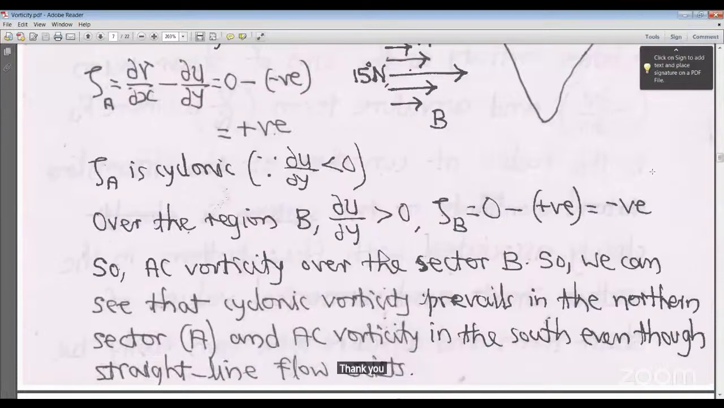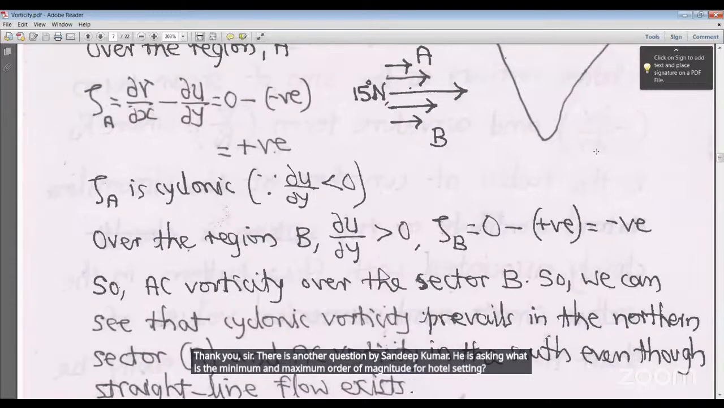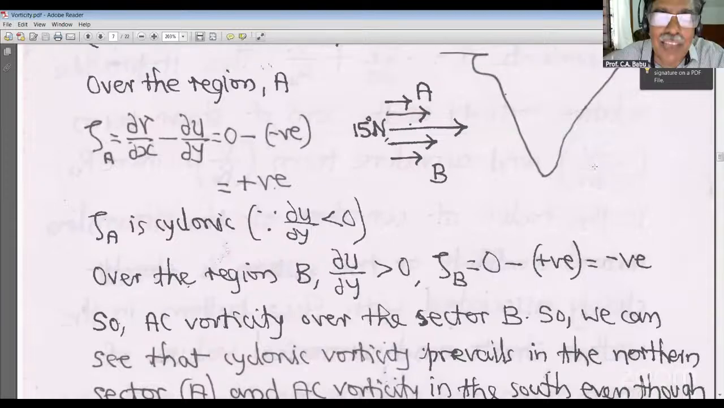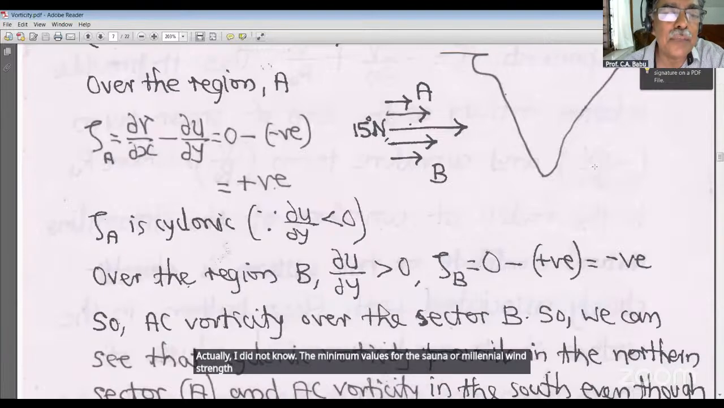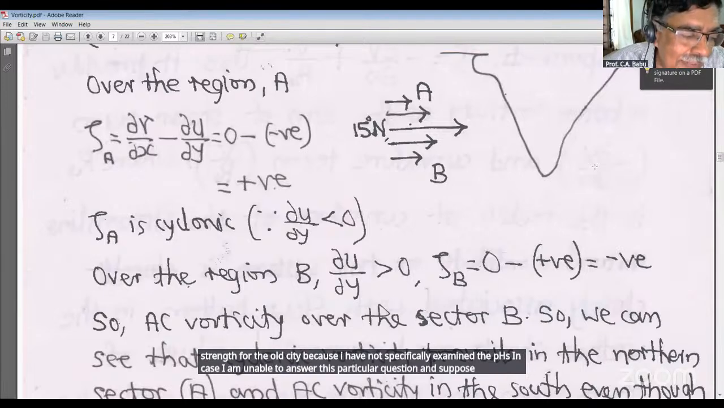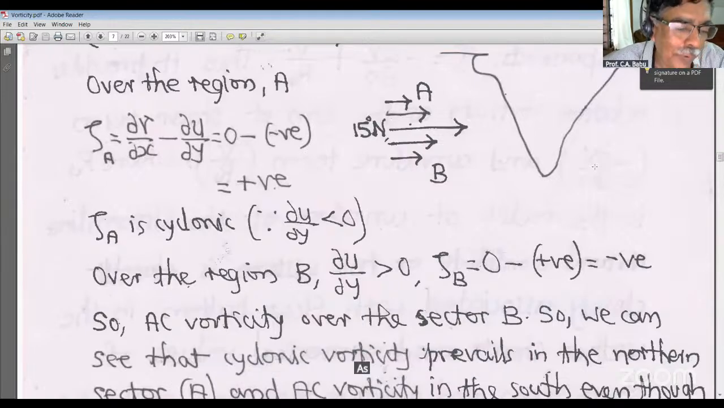Thank you, sir. There is another question by Sandeep Kumar. He is asking what is the minimum and maximum order of magnitude for vorticity? Actually, I do not know the minimum values for the zonal or meridional wind strength for the vorticity because I have not specifically examined the features, and hence I am unable to answer this particular question. Suppose Sandeep sends an email with further details of the question, I will try to answer as a reply to email within 1 week.